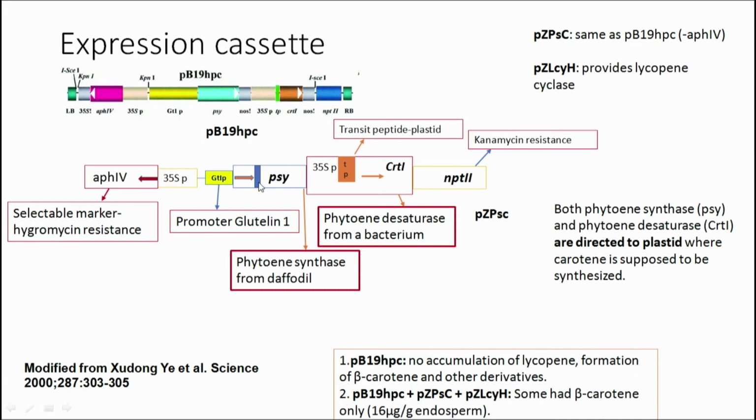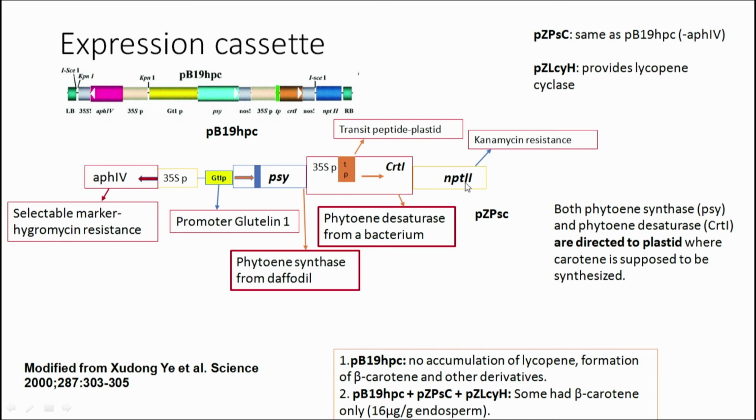So, this allows this particular polypeptide chain, which is going to be synthesized in the cytoplasm, to be directed to the plastid. So, this gene product or this enzyme is going to be made in the plastid. Okay. Similarly, the second enzyme also has a transit peptide which will direct it to the plastid. So, both of these enzymes are going to be there.